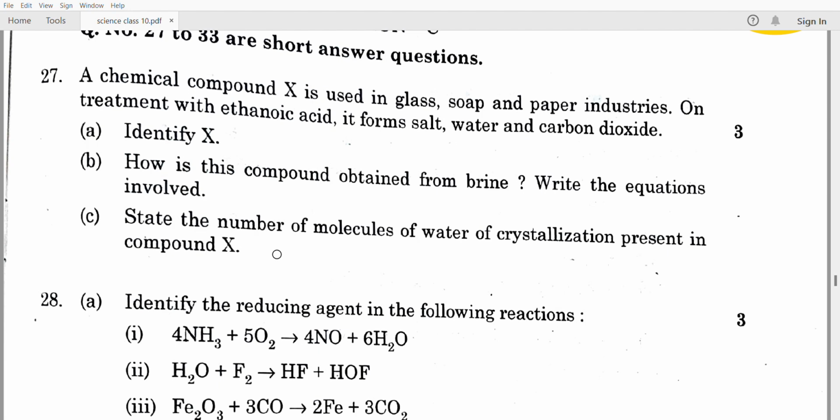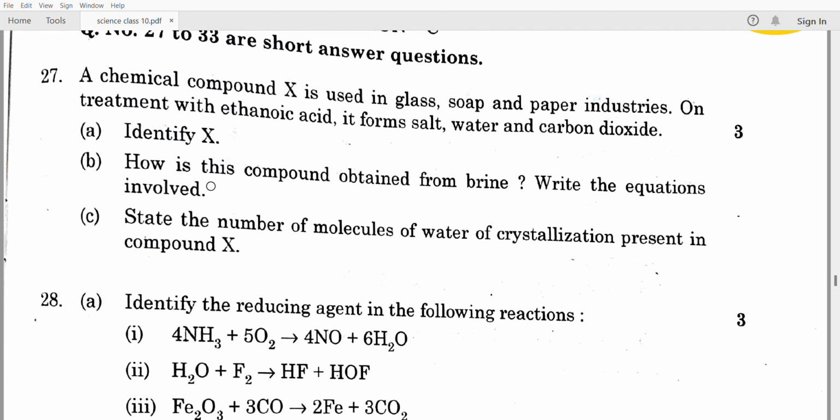Since it is glass, soap and paper industry, even bleaching powder is used in paper industry, but here since it is glass and soap, we should go for the sodium carbonate decahydrate. State the number of molecules of water of crystallization present in compound X. It is 10, because Na2CO3.10H2O has 10 molecules of water. That is the answer for option C.